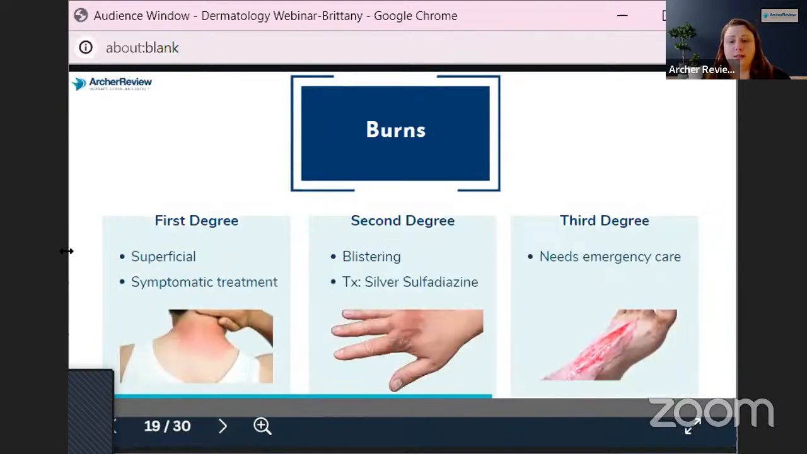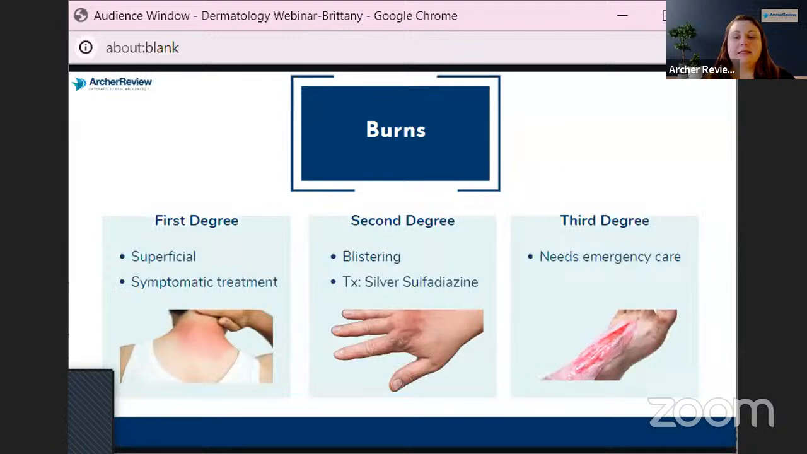We have burns. Burns is something that patients will come in with, and if it's something that we can treat, those first and second degree burns, you're going to treat symptomatically. Maybe it's a sunburn, something like that. So we're going to give them some symptomatic treatment. Second degree burns are going to have those blisters, so that's what differentiates those two. We're going to give them some silver sulfadiazine and check that out.